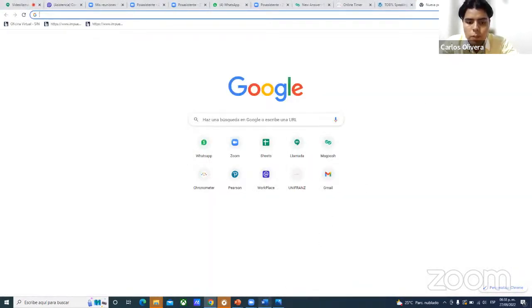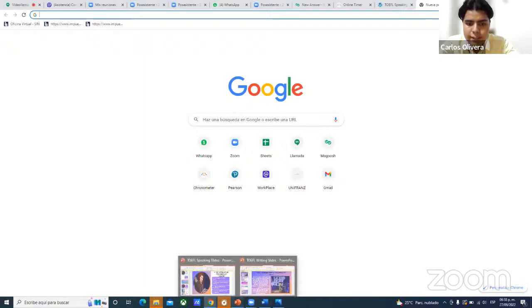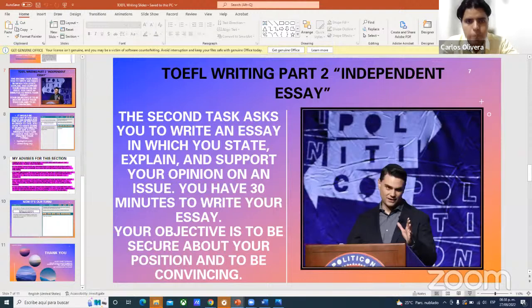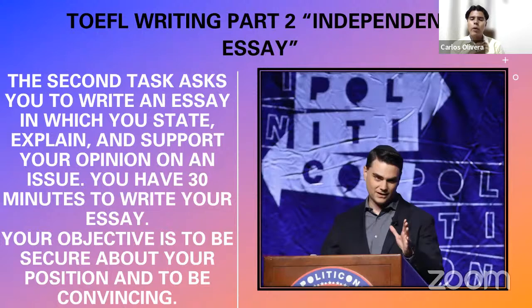Erase. There you are. So, as I was mentioning initially, let us discuss the second type of essay, and we're going to be discussing this, okay? So, the second task, as you can see, in this case, holds a different name, and that is, I would say, the first trait that differentiates this essay from the first one. The first essay that we saw was called integrated essay, and this is called independent essay, all right?